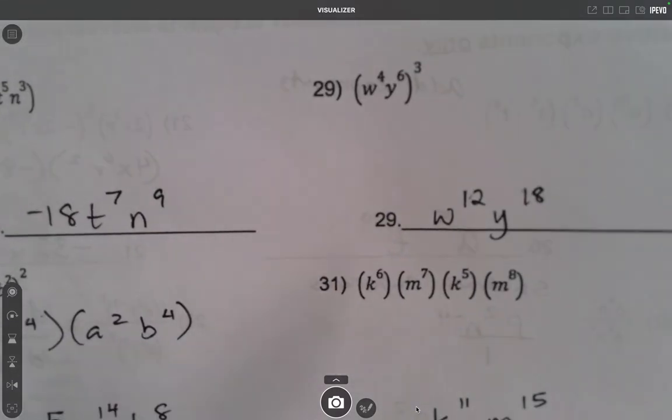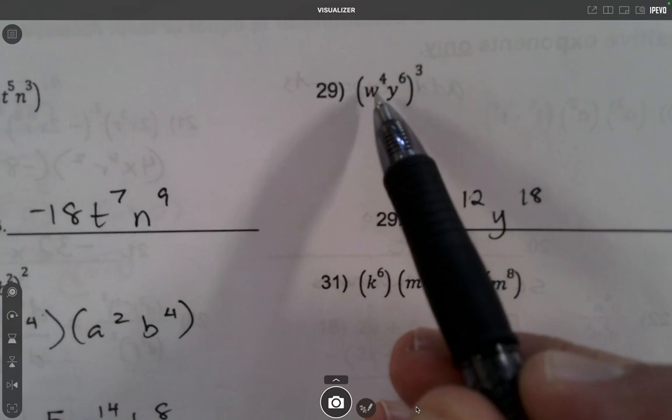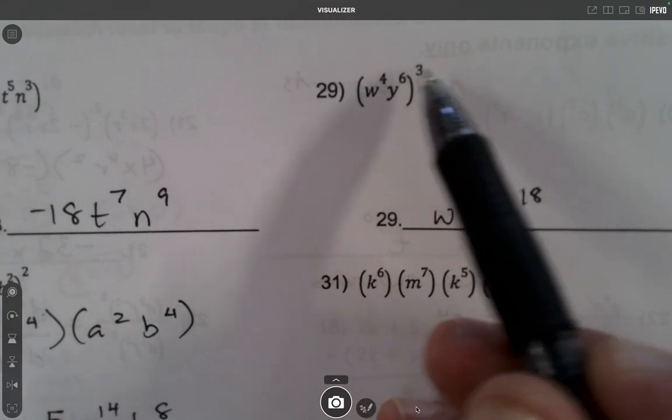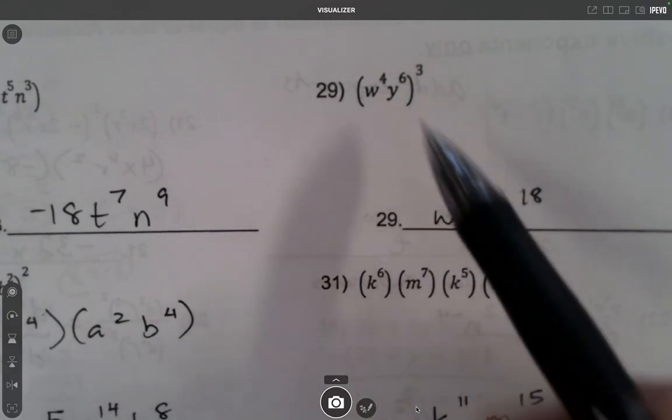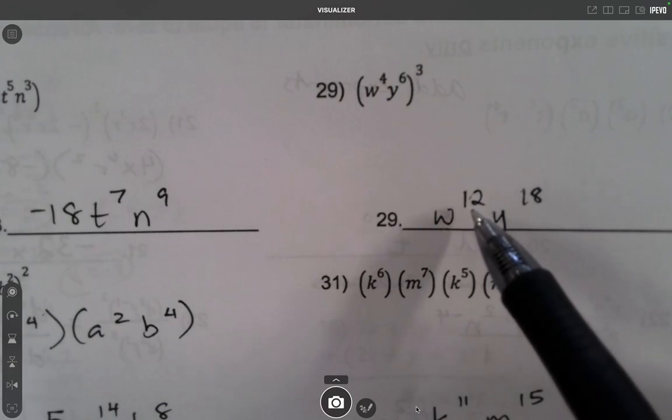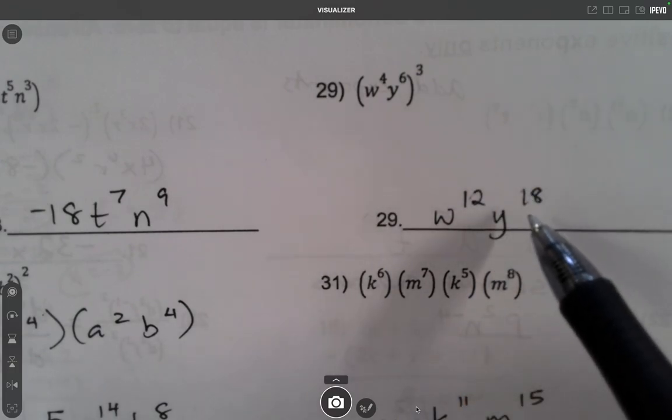Now in 29, we're using the rule where if you have an exponent raised to an exponent, you multiply them together. So 3 times 4 gives us 12 for the w. 3 times 6 gives us 18 for the y.